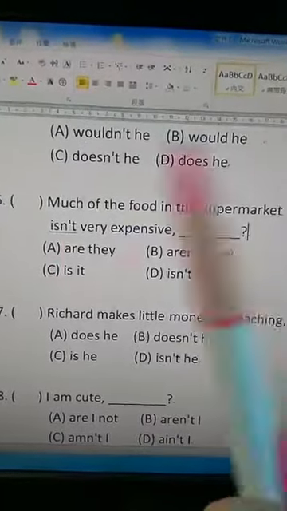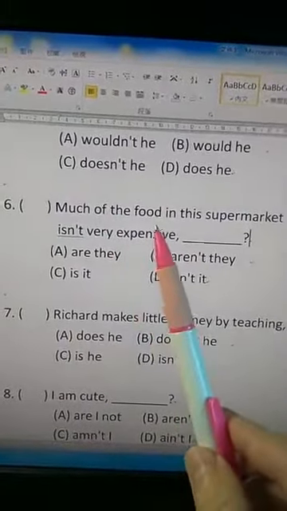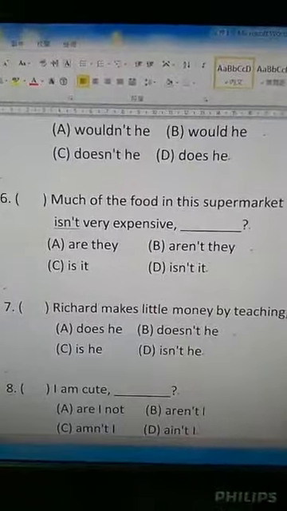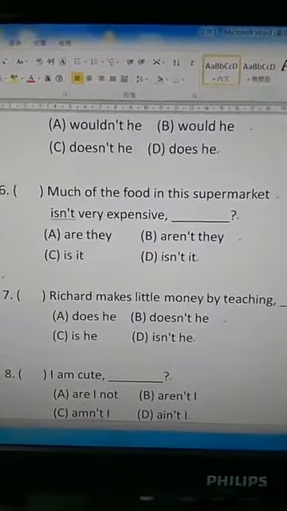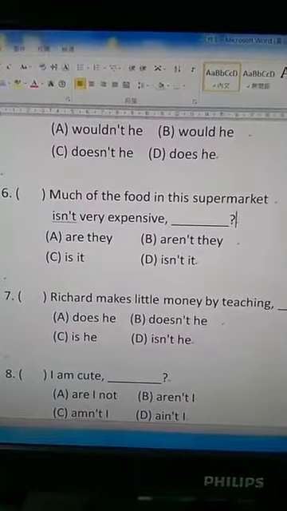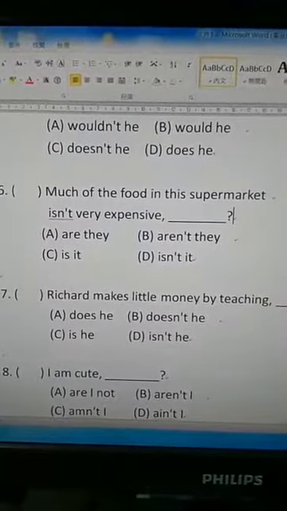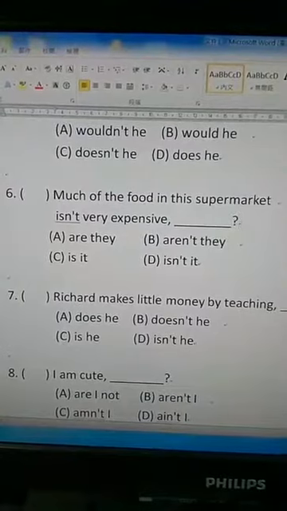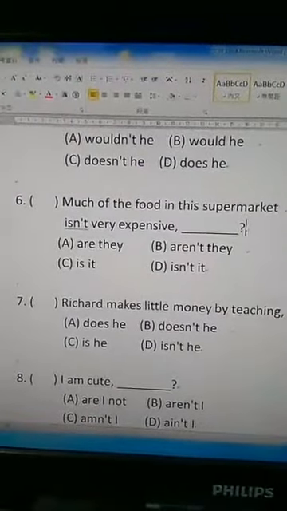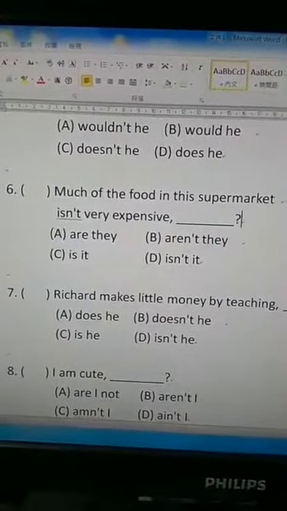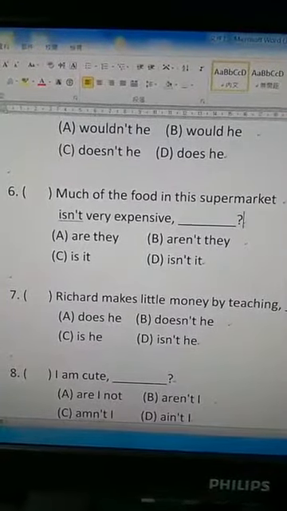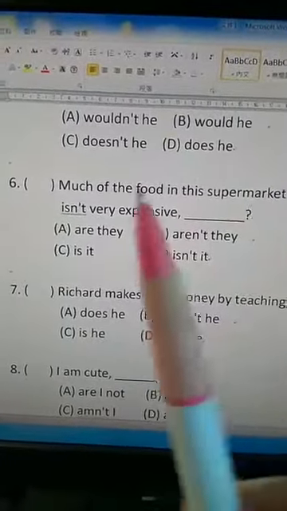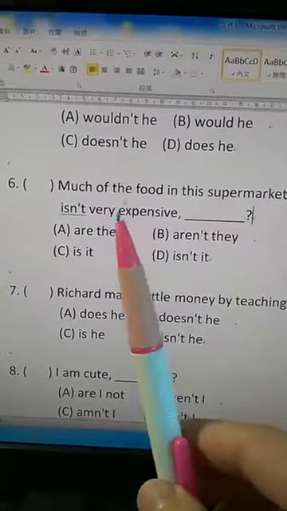Number six, much of the food in this supermarket isn't very expensive. So my friends, please check the question first and tell me the answer. Number six, what's the answer? Please leave your answer in the comments, okay? That's very important, to practice by yourself first. Then you can do some brainstorming about this question, okay? Okay, very good.